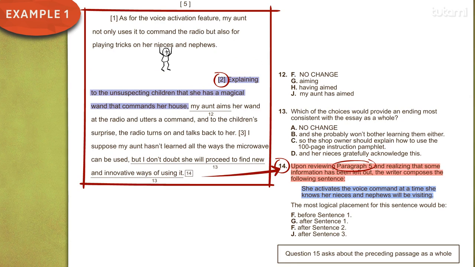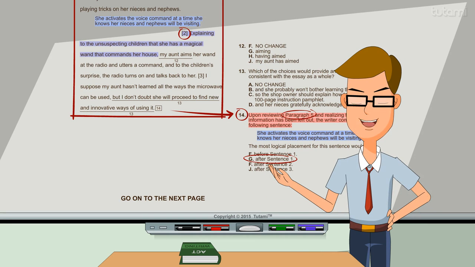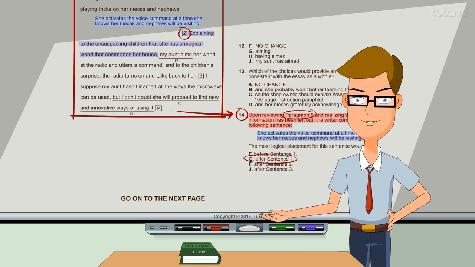Hence, somewhere between sentence 1 and 2 creates the most logical order. Shortly after the introduction of the playing tricks, but before the actual explanation to the kids. Therefore, it makes more sense to select G after sentence 1 as the answer in this situation. As you can see, these questions are very simple to deal with and require just a little common sense and sentence placement. Over the course of the next lesson, I will familiarize yourself with logical placement and go over a few more variations of these questions in order to better familiarize ourselves.